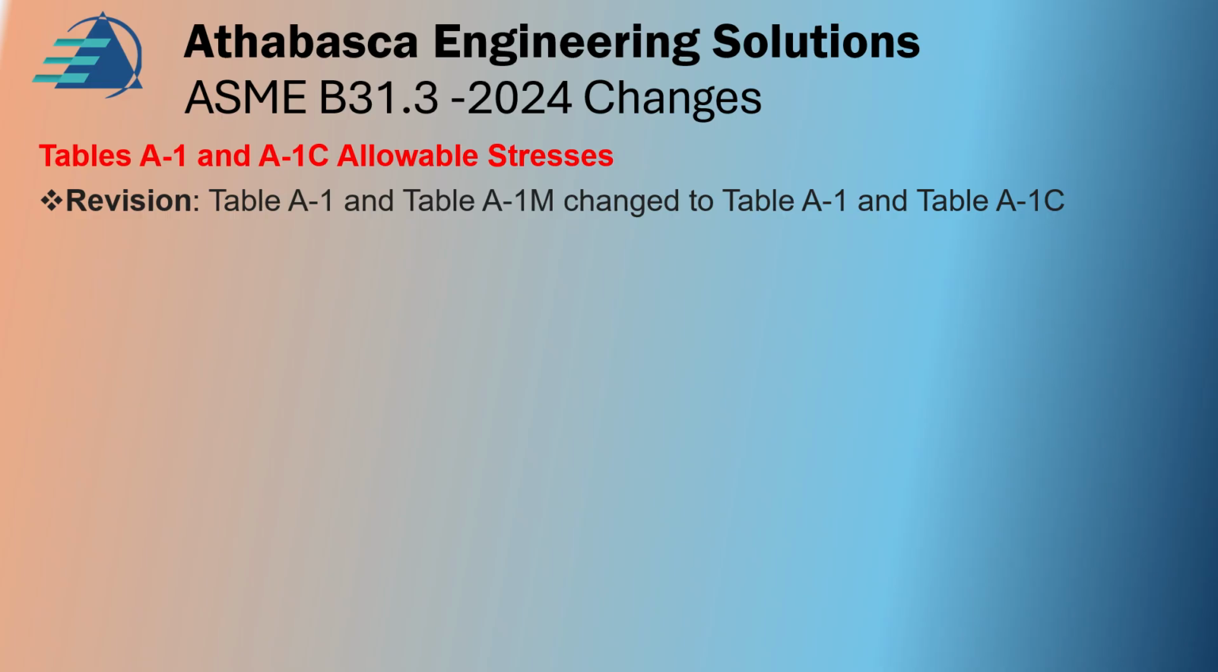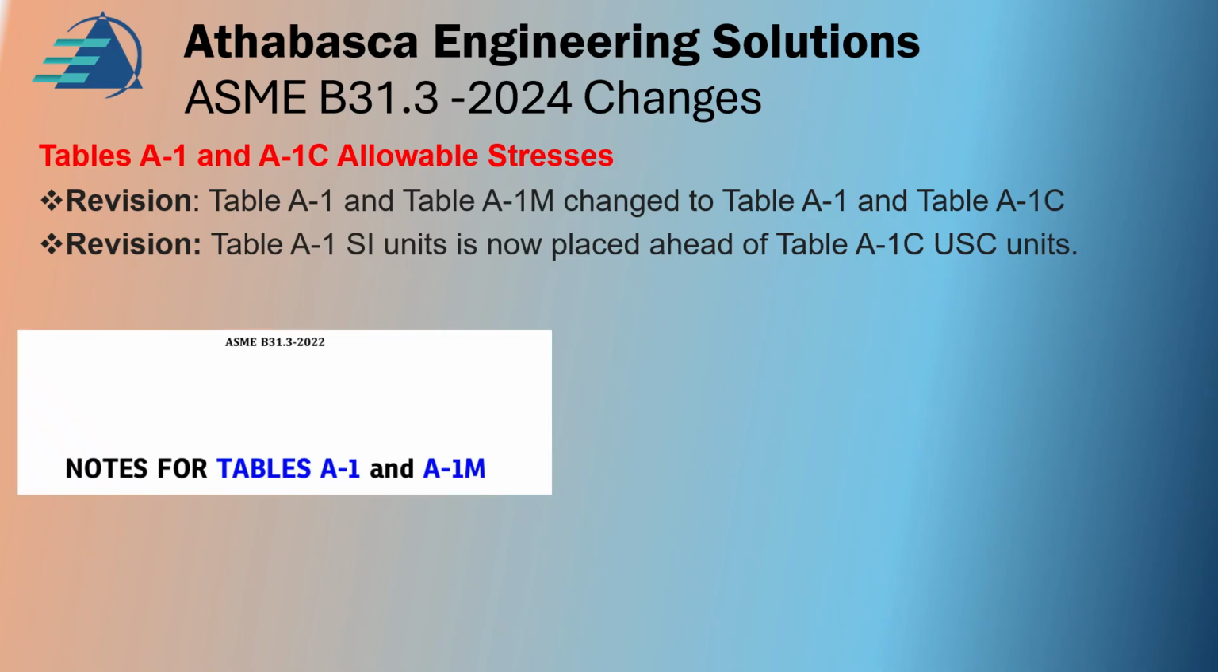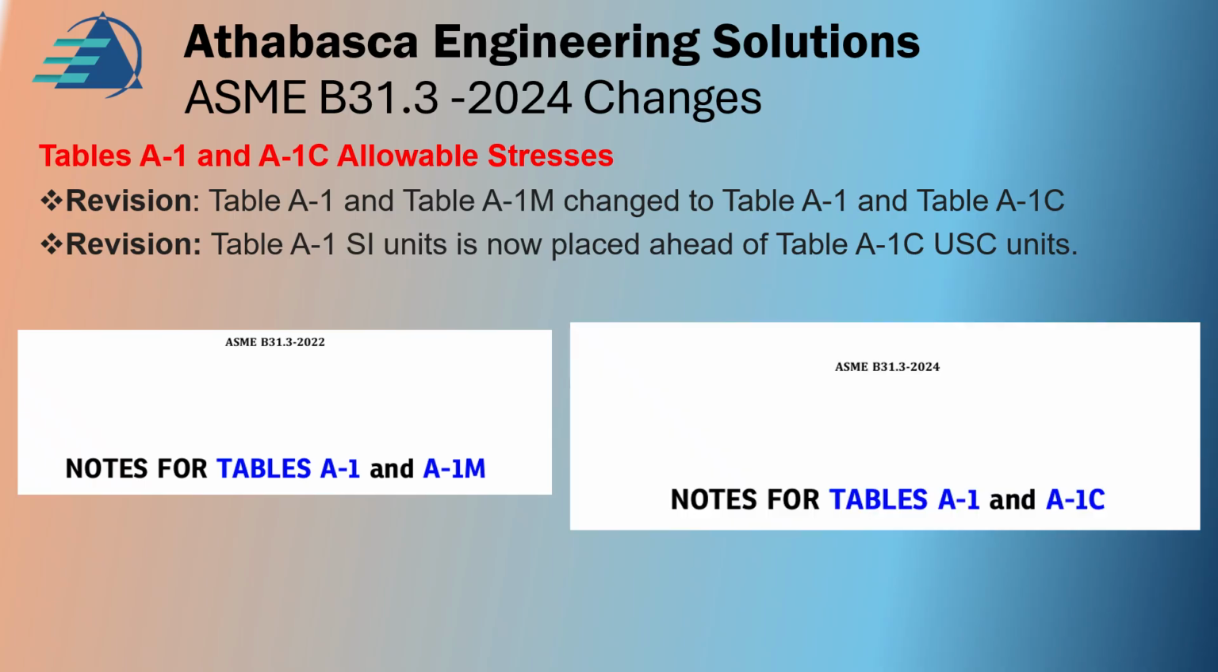They dropped the M from the metric one, and the customary units table now becomes A1C. This is to align with the other ASME specification requirements. So again, Table A1 in SI units is now placed ahead of Table A1C in USC units. And in some notes here, you can see how in the 2022 version it was like this, and now it's laid out that way. It's been swapped and relaid.